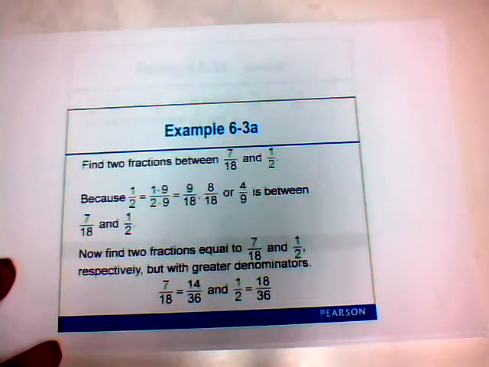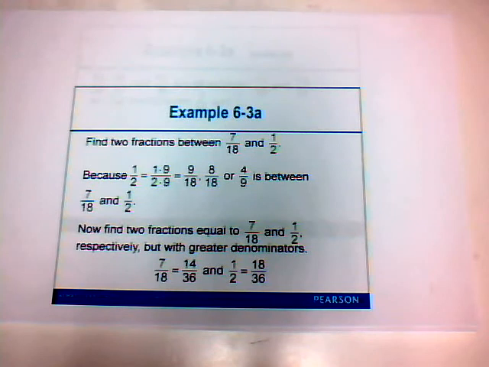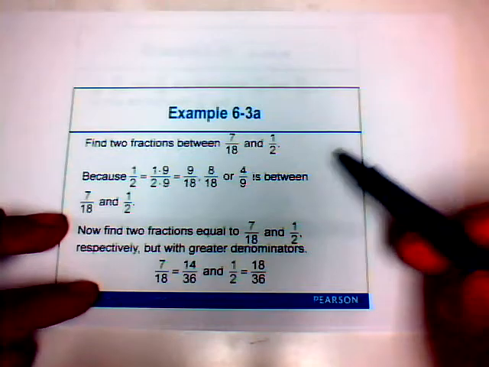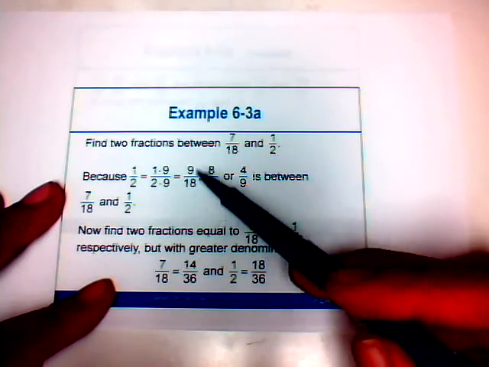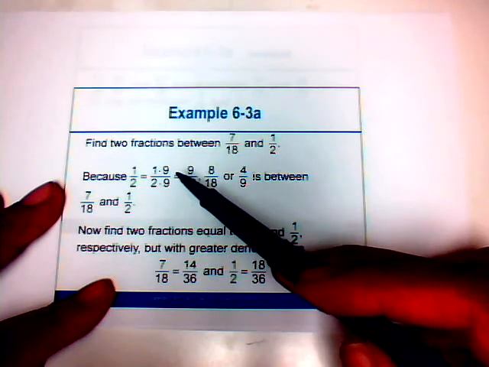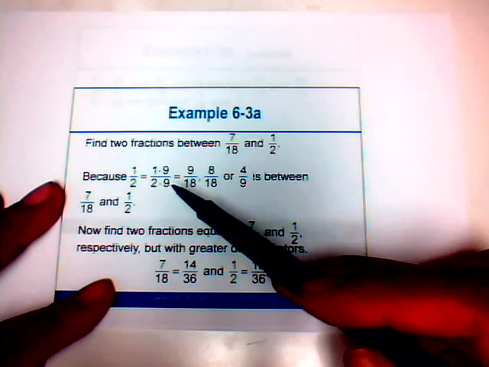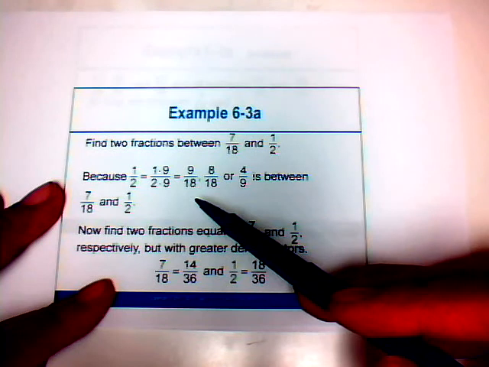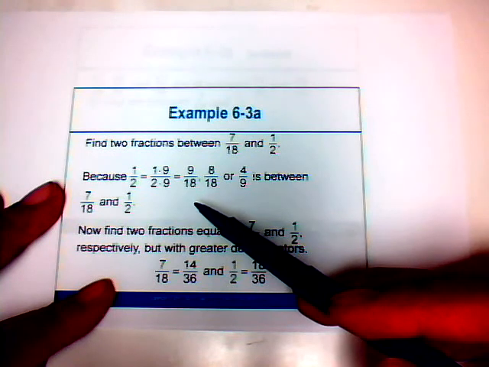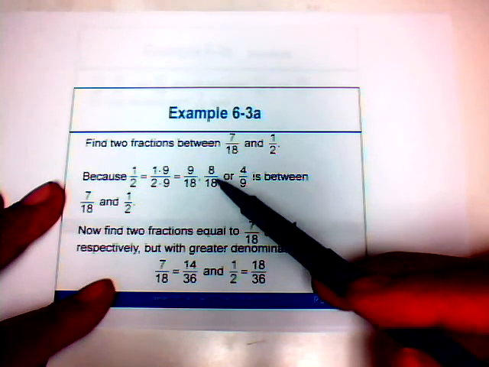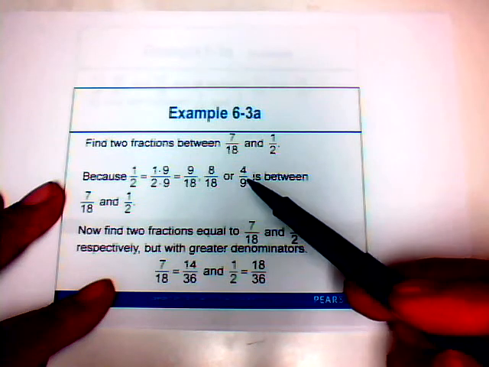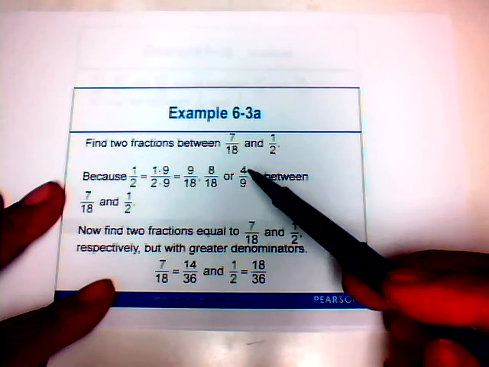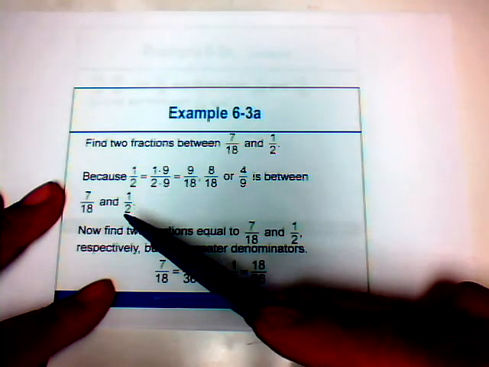Okay. And here's an example of just that. You want to find two fractions between 7/18 and 1/2. We can write 1/2 with a common denominator of 18 by multiplying the numerator and the denominator by 9 to get 9/18. So here 8/18, or if you reduce it, it'll be 4/9. That's between 7/18 and 1/2.